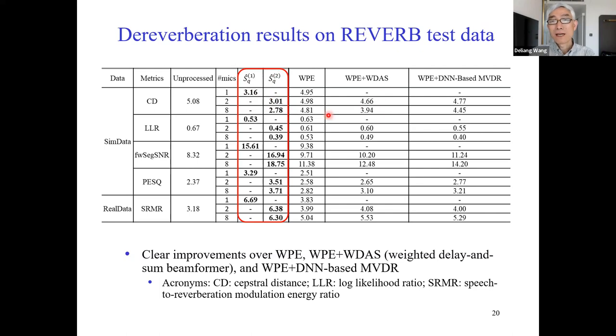And in all cases, compared to WPE and WPE combined with traditional beamforming or DNN-based beamforming, the improvements are substantial. For example, if you look at the PESQ numbers, with eight microphones our algorithm achieves 3.7 compared to unprocessed 2.37. And the best result from the WPE versions is the last one, WPE combined with a DNN-based beamformer, and that gives 3.2. So the improvement is 0.5. In terms of PESQ, that is a very large amount of improvement.